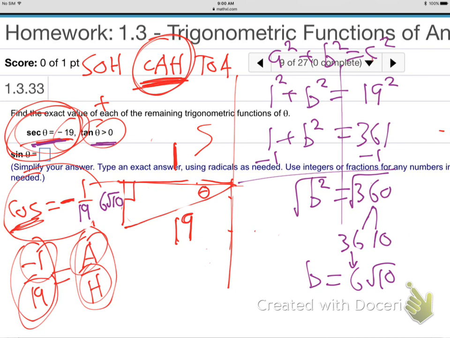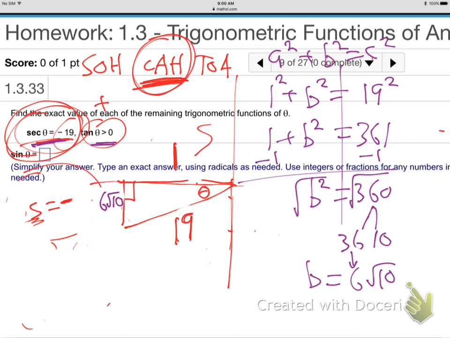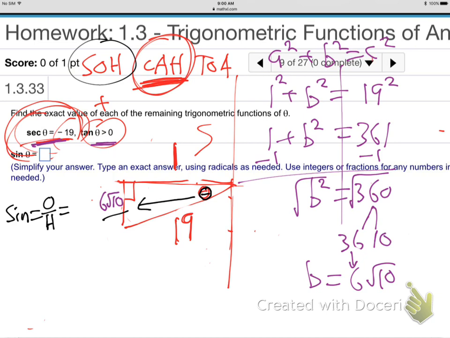I'm kind of running out of room here. Let me squeeze it in over here. To find the 6 trig functions, we'll just go through them one at a time. Here we go. Sine is, like it says up here, opposite over hypotenuse, right? So what's the sine going to be? It's always from theta's perspective. Who's the opposite from theta? 6 root 10. Yeah, opposite. 6 root 10 over the hypotenuse, 19.